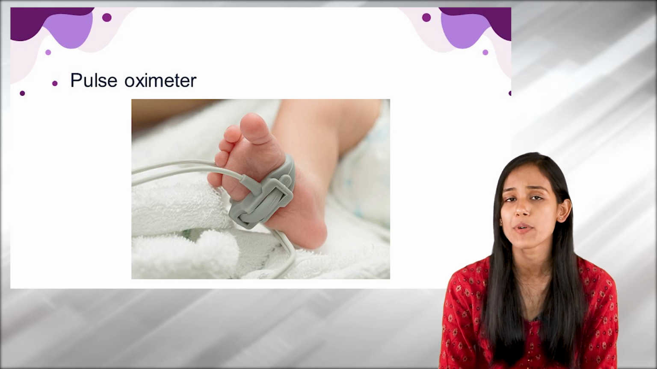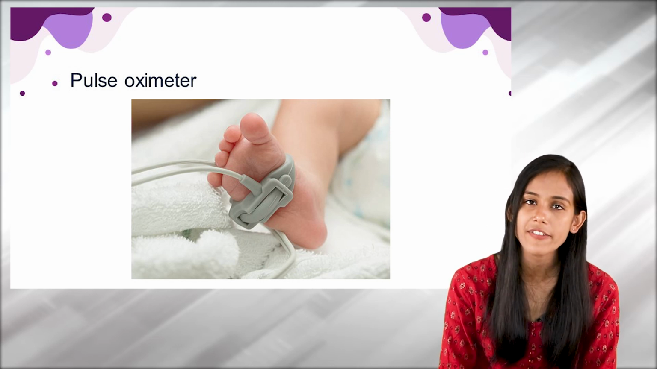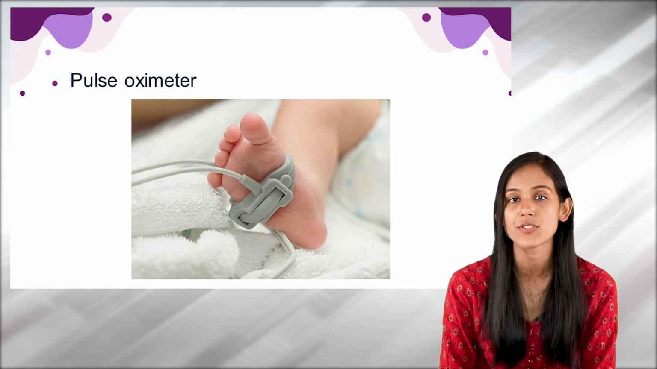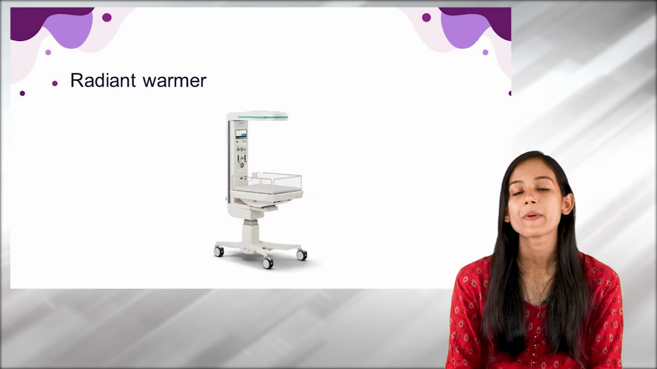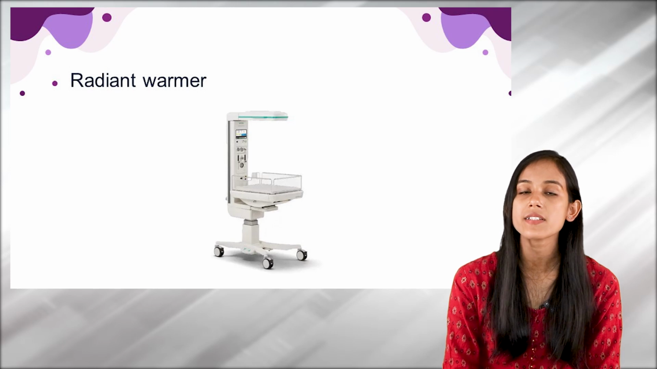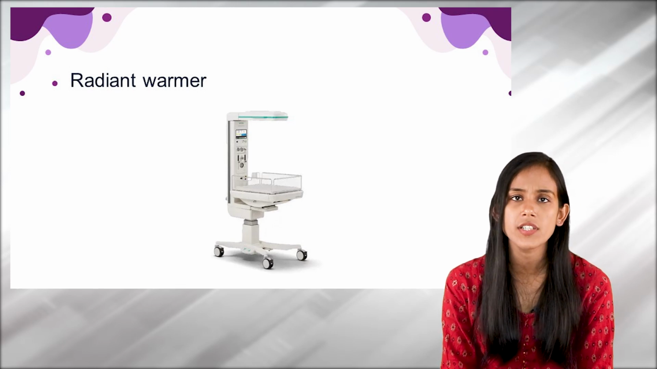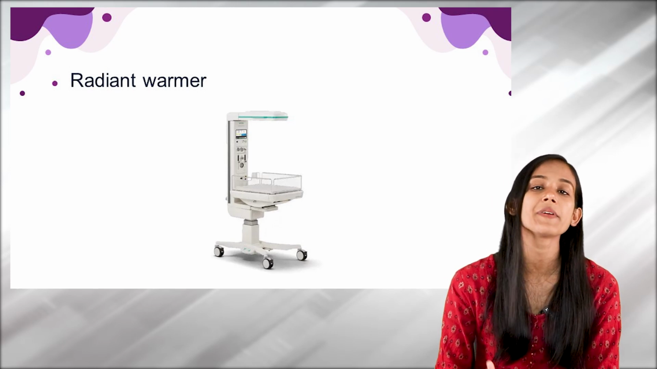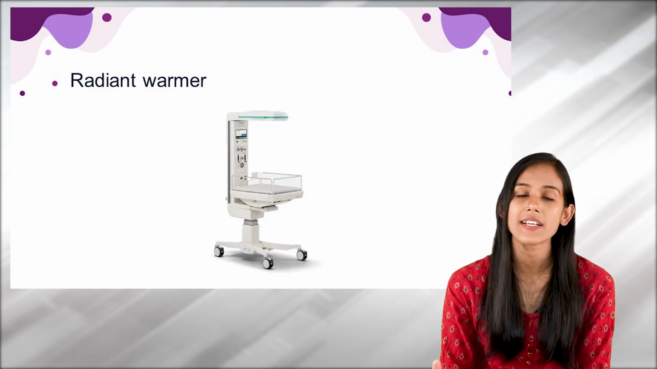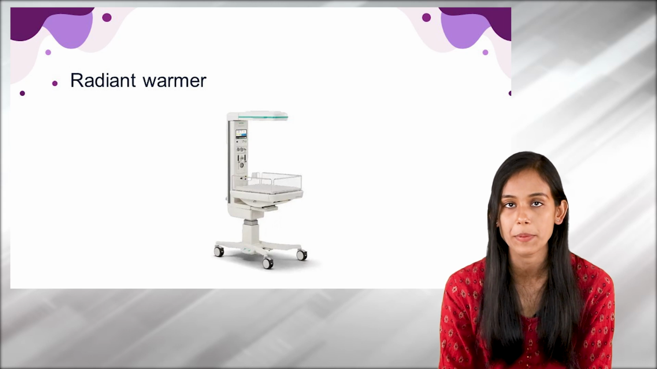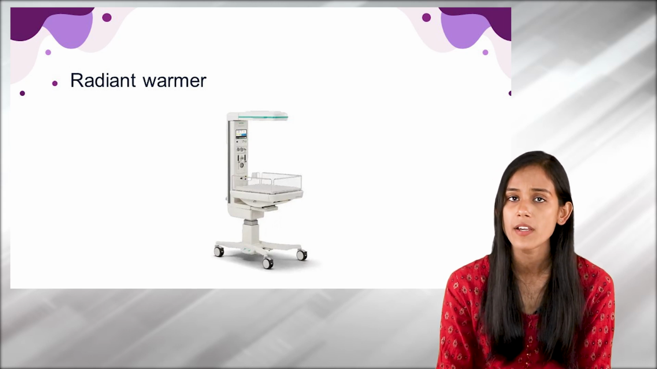So there would be a pulse oximeter, which is a small device which gives you the oxygen saturation in the neonate's blood. And then we have a radiant warmer. If the baby should be handled a lot and a lot of procedures should be performed, for that we don't use an incubator, and instead we recommend a radiant warmer. So this is also to keep the baby warm.